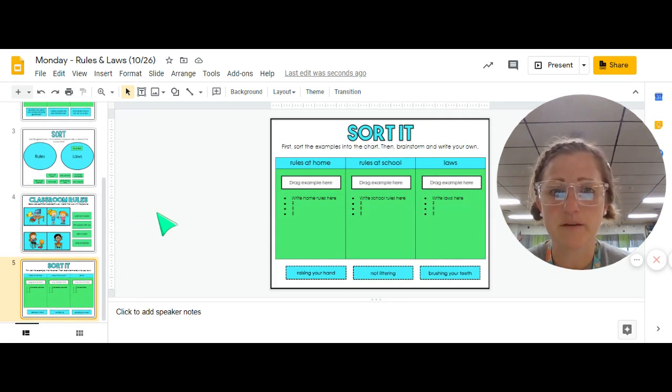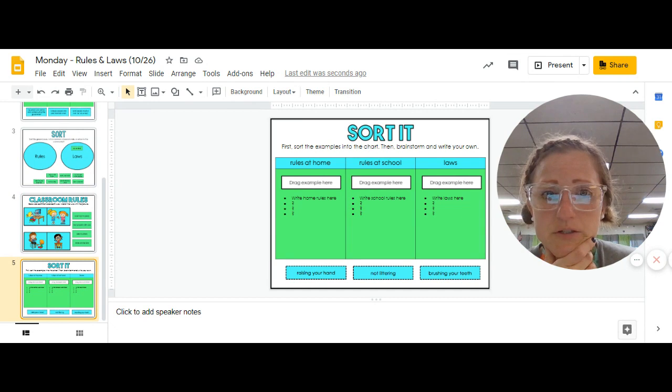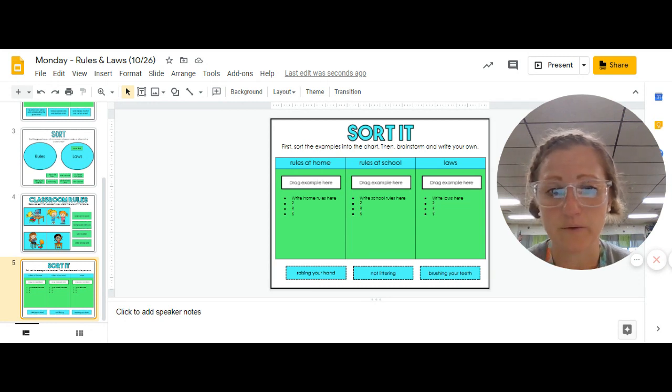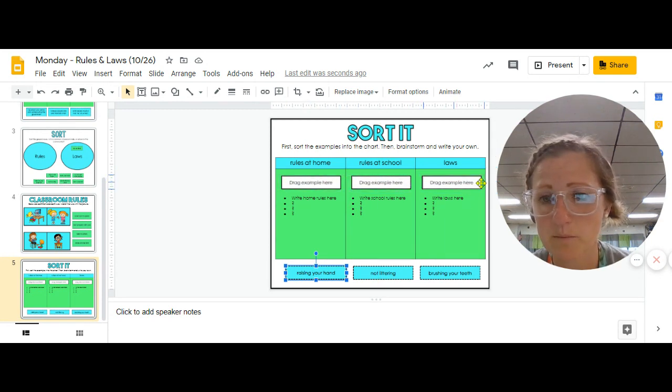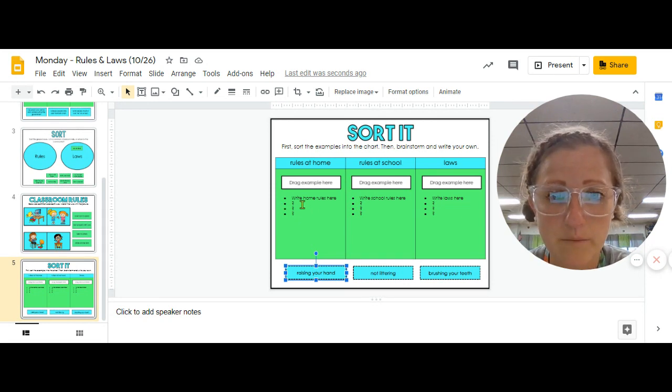And then the last one, you're going to sort and write. So first, it says sort the examples into the chart and then add your own. So each of the columns says rules at home, rules at school, and laws. So you have to think, raising your hand, would that be a rule at home, a rule at school, or a law? So that should be fairly easy to think about which one you do raising your hand for. And then you're going to add more. So you have rules at home.